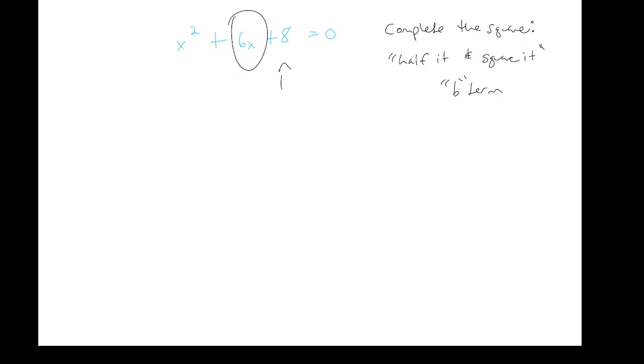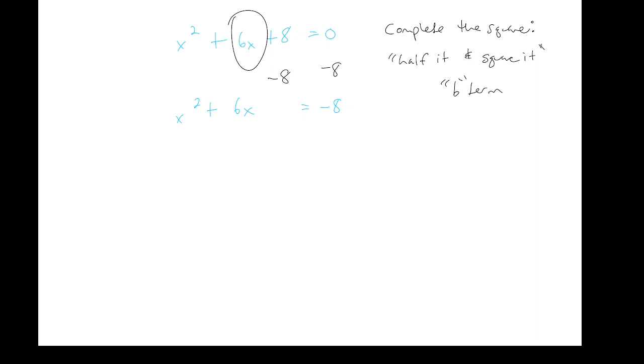to clear out the c term, right? Because this is a, this is b, and this is c. Whatever's with the x squared, that's the a. Whatever's with just the x, that's the b. Whatever's by itself, that's the c. So I'm going to move this 8 away so I can clear out the c term. All right. And now I can take a look at this guy.